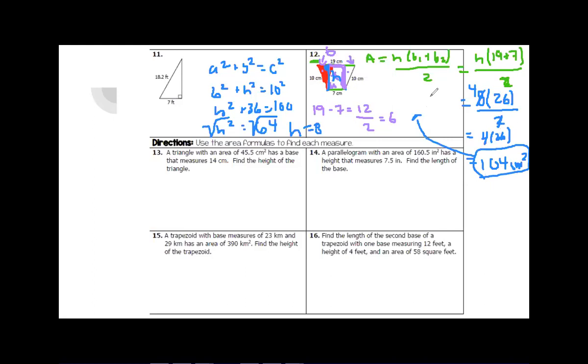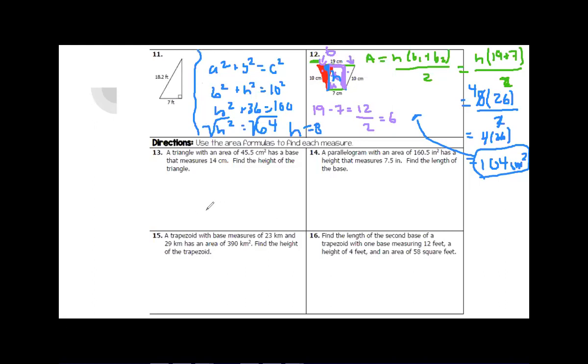In terms of problems with pictures, a question like number 12 is probably going to be the most difficult, just because there's so much to do. But you'll also see stuff like number 11 where you're given a picture like this, and you need to find the height before you find the area. So you would use the Pythagorean theorem for number 11 to find the height, and then once you have that, you would multiply the height times 7 and divide that by 2.